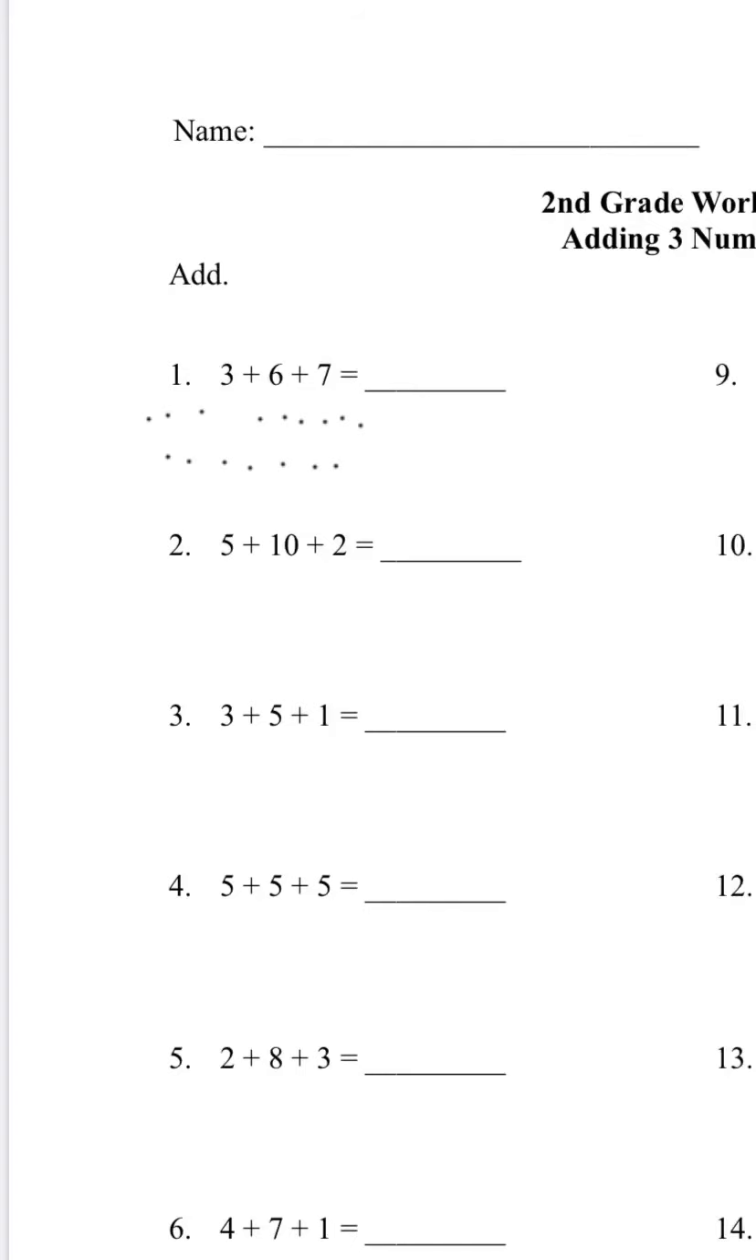Okay, we're going to count. 1, 2, 3. Continue counting. 4, 5, 6, 7, 8, 9, and then add 7 more. 10, 11, 12, 13, 14, 15, 16. So our answer is going to be 16.